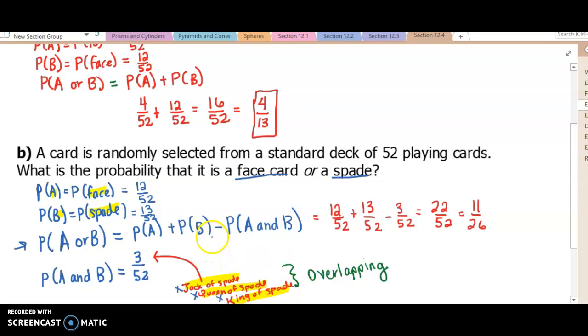And because it's overlapping, we have to use the equation with this in it so we don't double count cards. Okay, so probability of A is the probability that it's a face card, which is 12 over 52. Probability of B is the probability that it's a spade, which is 13 over 52. And then minus the probability of A and B. Well, we have these 1, 2, 3 cards that are both. So we're going to subtract 3 over 52. So when we do that, we get 22 out of 52, which reduces to 11 out of 26.